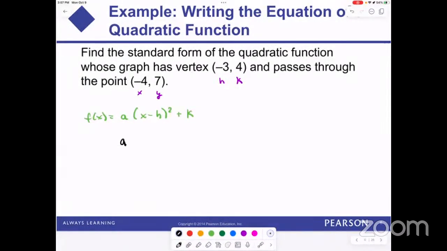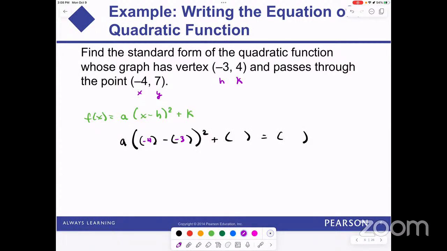And what I'm going to do is replace each unknown with a blank set of parentheses. So then we have a times x minus h squared plus k equals y. Again, I replace each unknown with a blank set of parentheses, and then I'm going to plug in what we're given. So we said x is -4. The blank parentheses help us to keep track of our signs. H is -3. Without the parentheses, it might be difficult to see the double negative there.